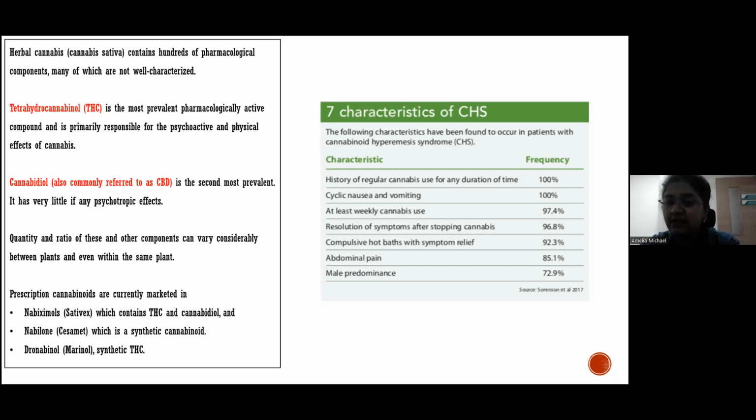They have cyclical nausea, vomiting, and the minute you stop the cannabis, it gets better. They have abdominal pain, and there is a lot of irritability as well. So just keep your mind open that there is something like this, so that if you do have refractory nausea, vomiting, it could very well be they're using some things that they have not told you.